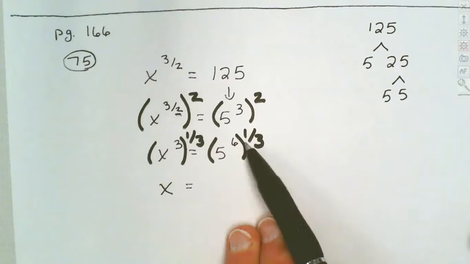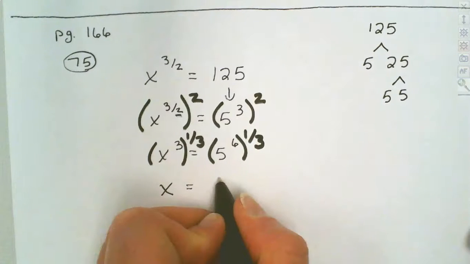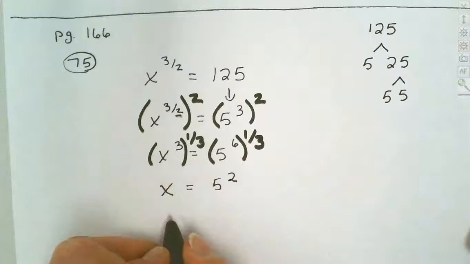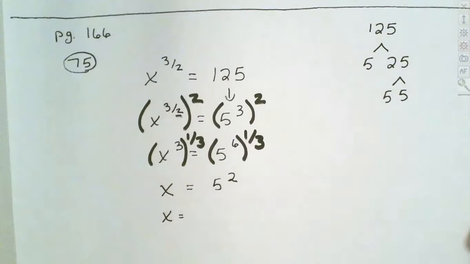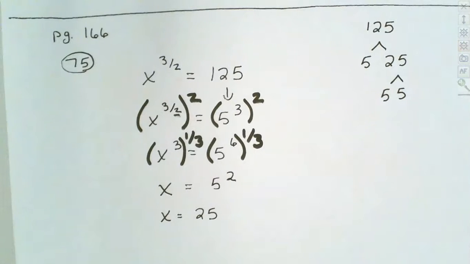Well, 6 times a third. Okay, 6 divided by 3 is going to be what? 6 divided by 3 is 2. So that comes out to be 5 squared. And we know that 5 squared is what? 5 squared is simply 25.